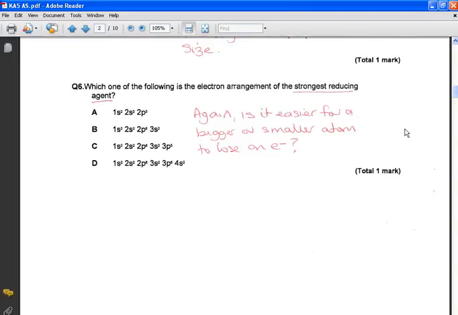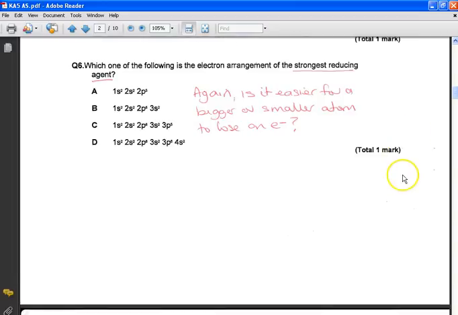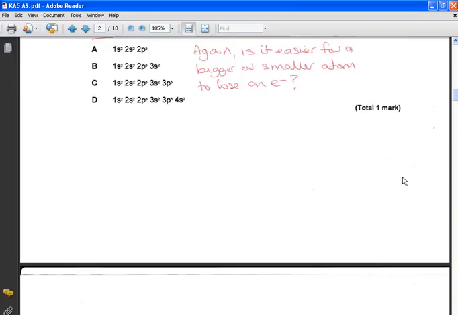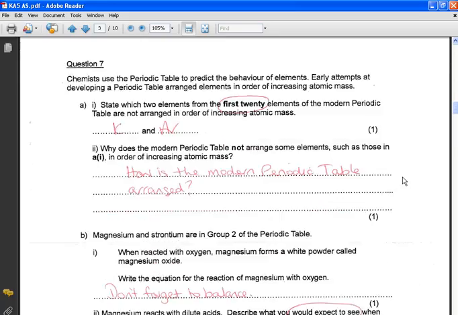Which one of the following electron arrangements is the strongest reducing agent? Again, which one will lose its outer electron more easily? And in this case, the answer is D. You can see that the electrons are further from the nucleus, so they're going to be easier to lose. Okay. Right, question 7.